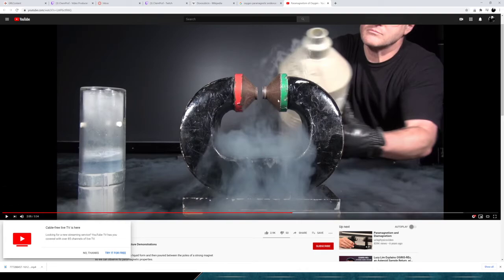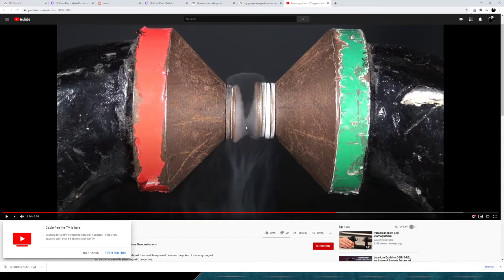Because the nitrogen is diamagnetic, it is repelled by the magnetic field. But the oxygen that he poured through got stuck in between because it is attracted to the magnetic field. So there we go. That's our fun fact for the day.